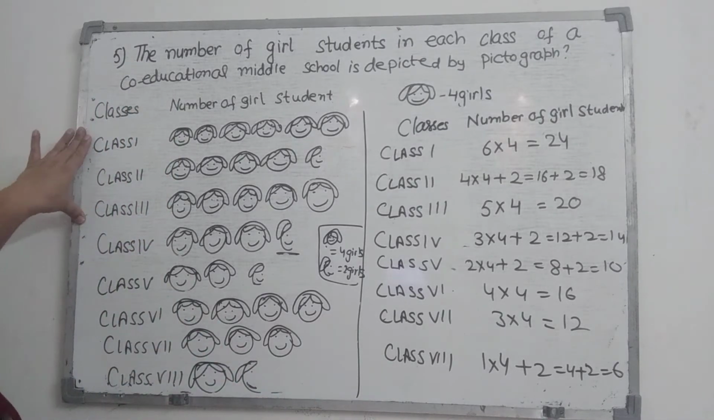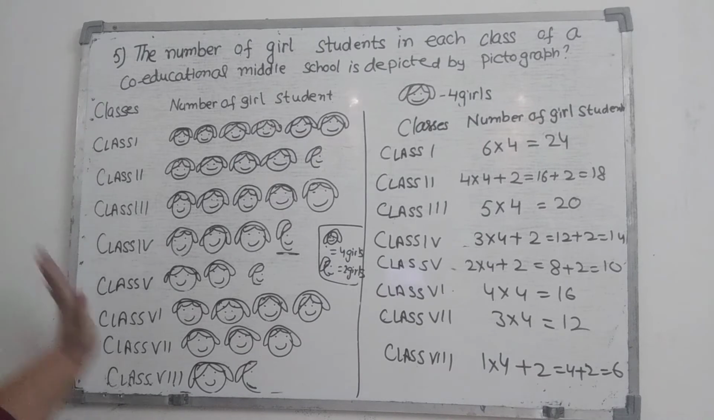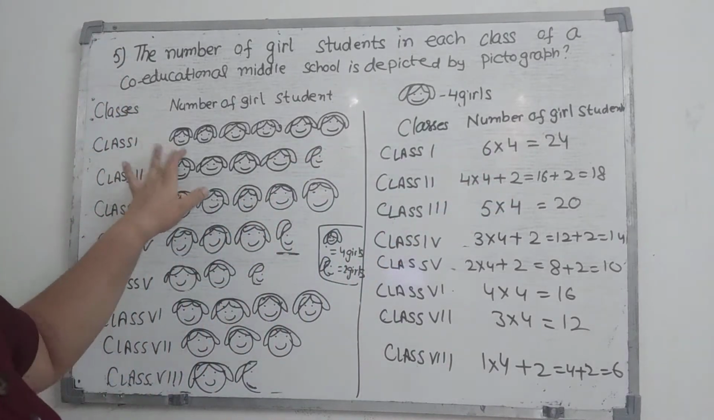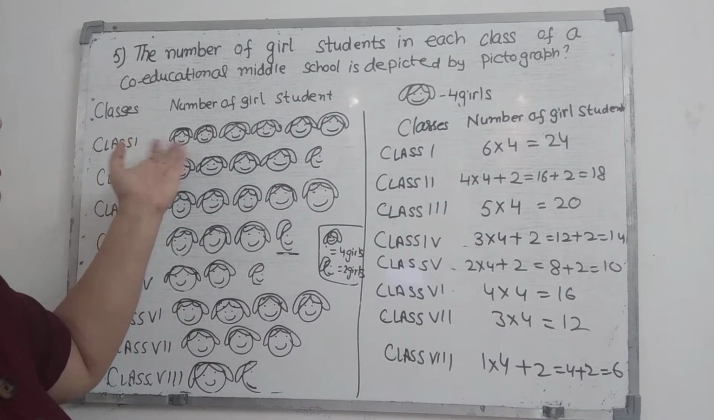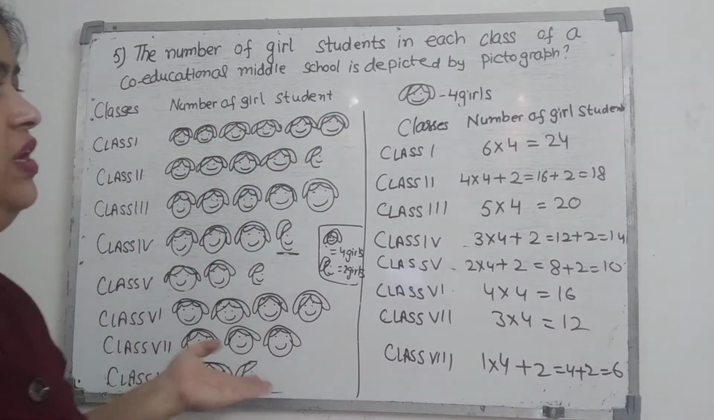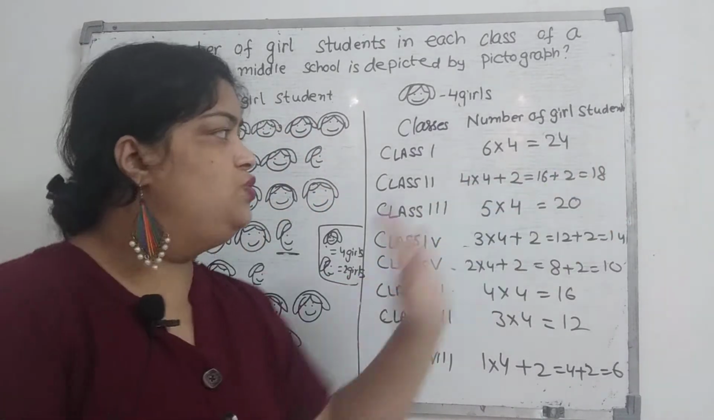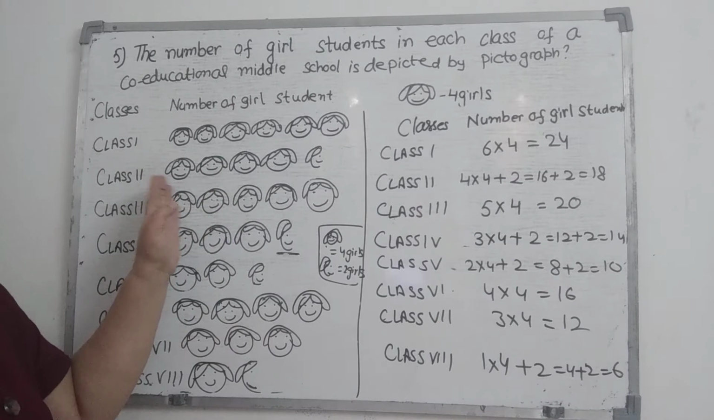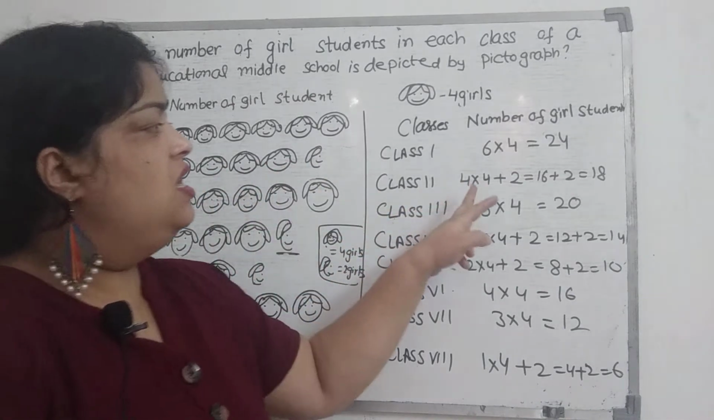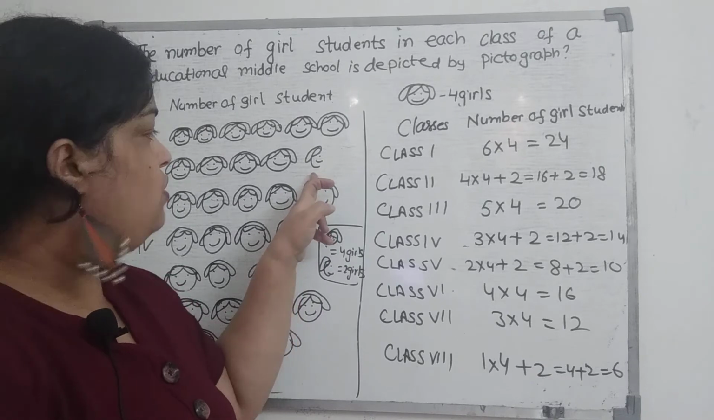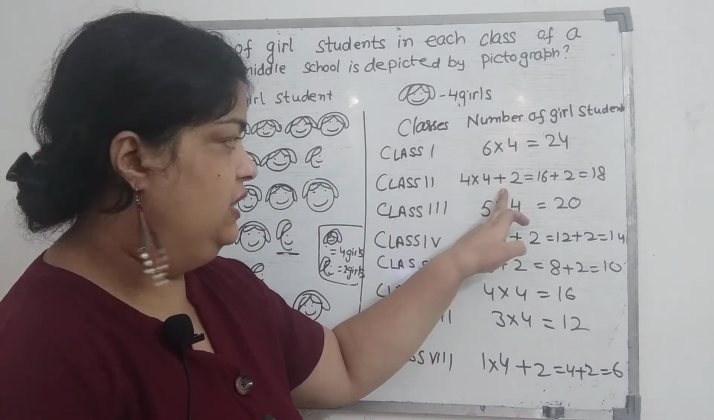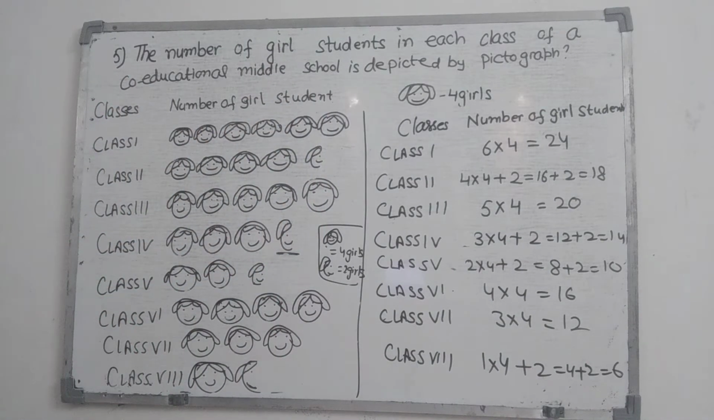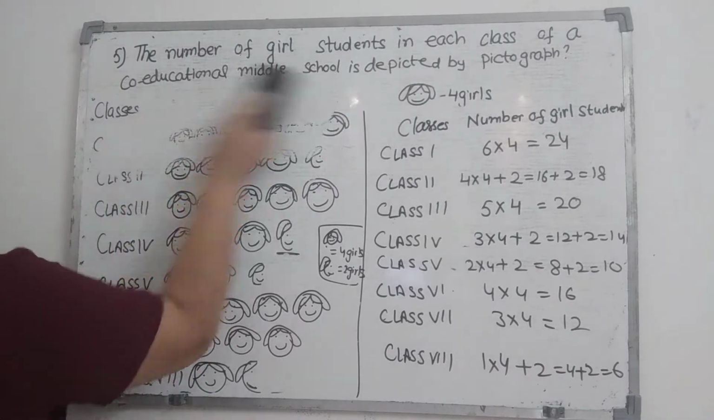Okay, we have calculated the number of girl students in each class. For that we have multiplied each face with 4. Here the girl face is repeated 6 times. So we multiply 6 with 4, that is 24. Here the girl face occurs 4 times, so we multiply this with 4, but 1 half face is also here, so we have added 2 in it. 16 plus 2 is 18. Okay, now it's clear to you. I think it's all clear to you.